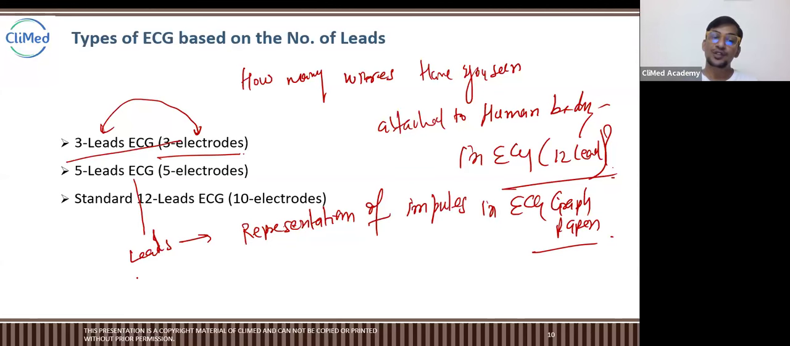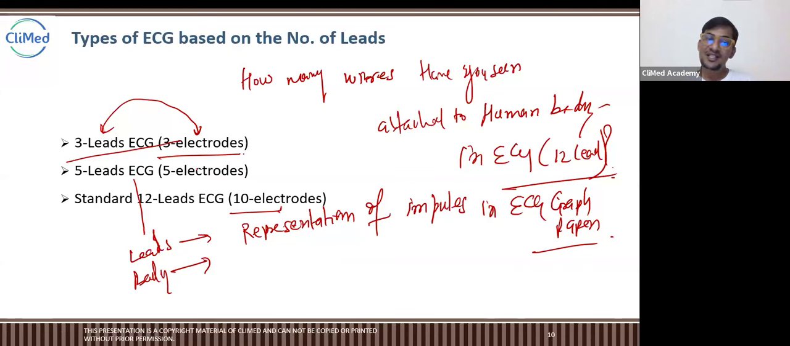But the things which are attached to the body are called electrodes. So there are only 10 electrodes in the highest ECG leads. Only 10 electrodes are attached to the body, not 12. 12 leads will come on the paper only. Okay, only 10 electrodes will be attached to the body, right?